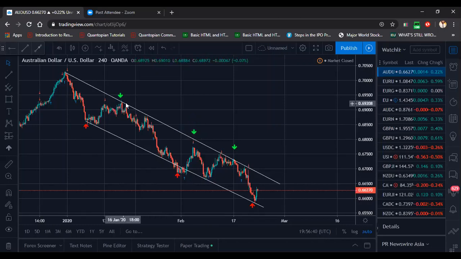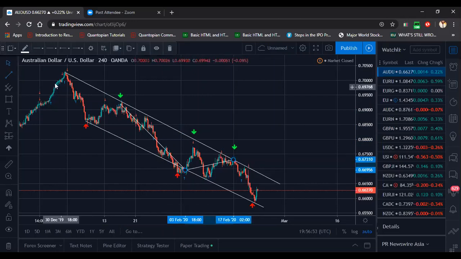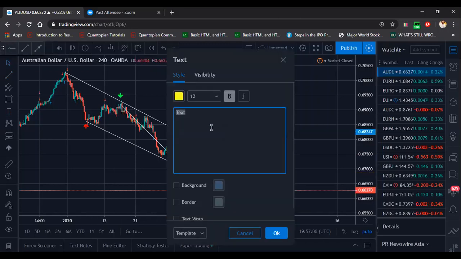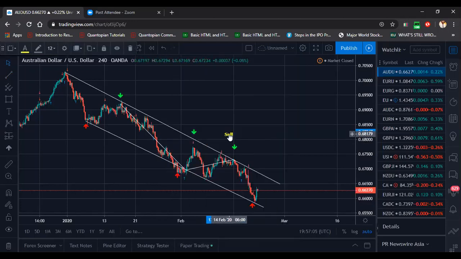So let's say I missed out on the opportunity from this level up to this level. I'll wait for price to come back to test my resistance level here, right? And then I'll also sell. So I will sell at this level. That is what I'll do. You get it? You sell at this level. That is how you trade a trend line.